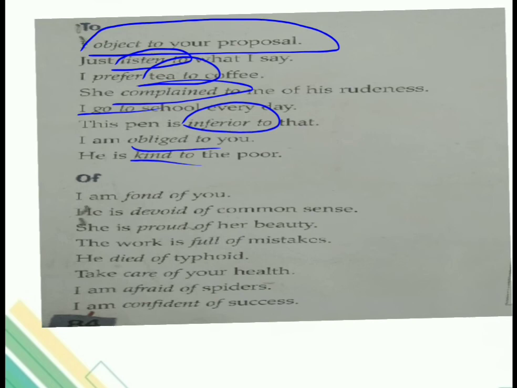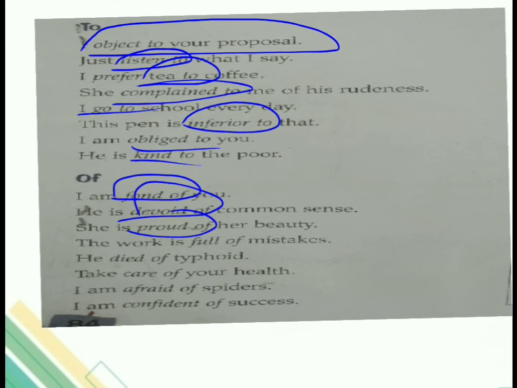Next, of. I'm fond of. You might have heard this. I'm fond of eating chocolates. I'm fond of eating ice cream. So with fond, you take the preposition of. He is devoid of common sense. Again, with devoid, you take of. Next, she's proud of her beauty. With proud, we mostly take of. We only take of as the preposition. I'm proud of you. This is the most common sentence that we use.